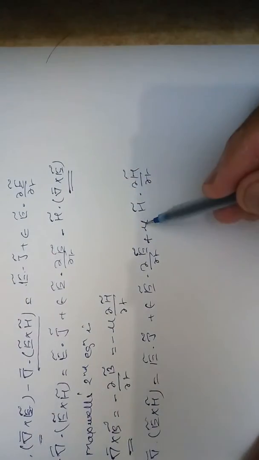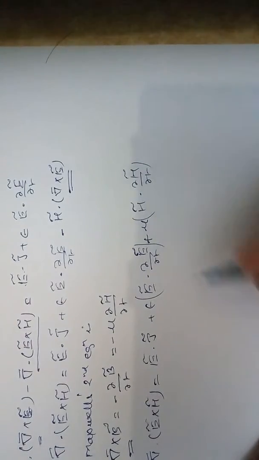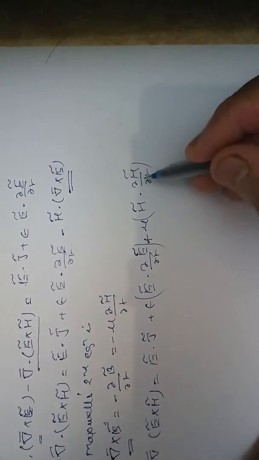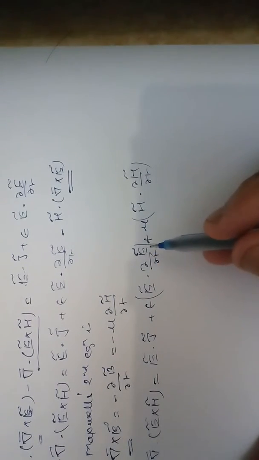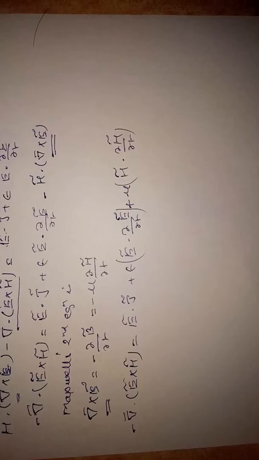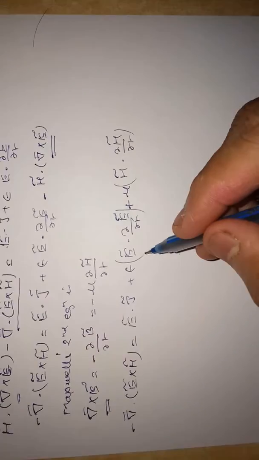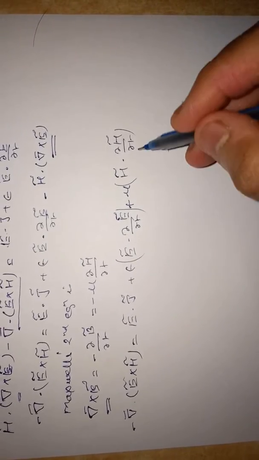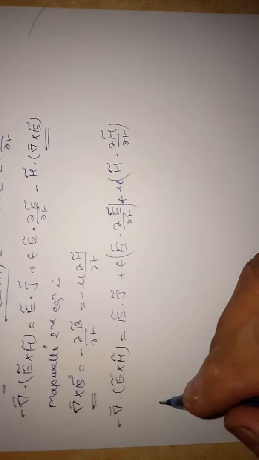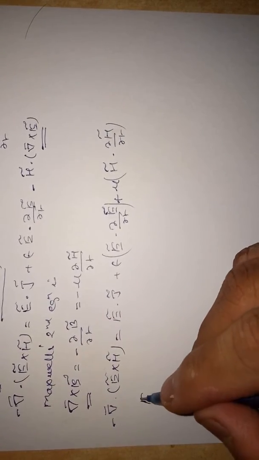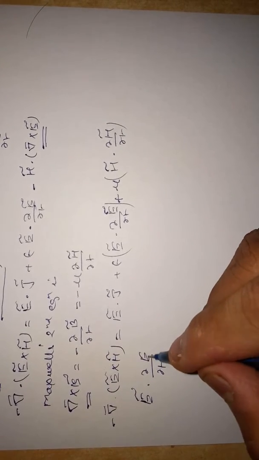So I have taken this mu outside, so I can mark a bracket here. This is the dot product of H and del by del T of H. This is the dot product of E and del by del T of E. So I have to solve this bracket first, because these two brackets resemble each other, so we will solve them separately. So I am writing this bracket only: E dot del by del T of E.